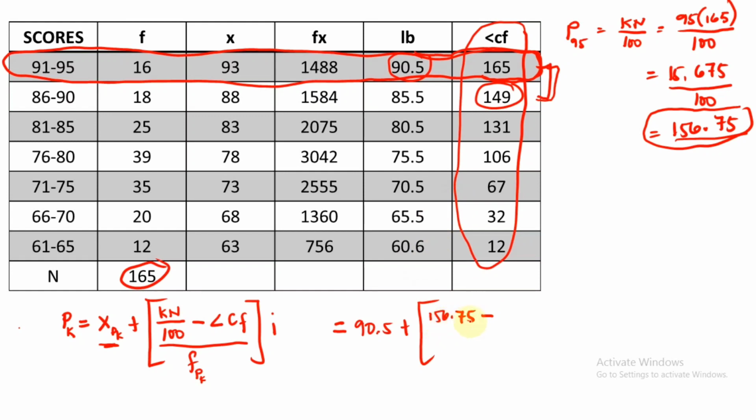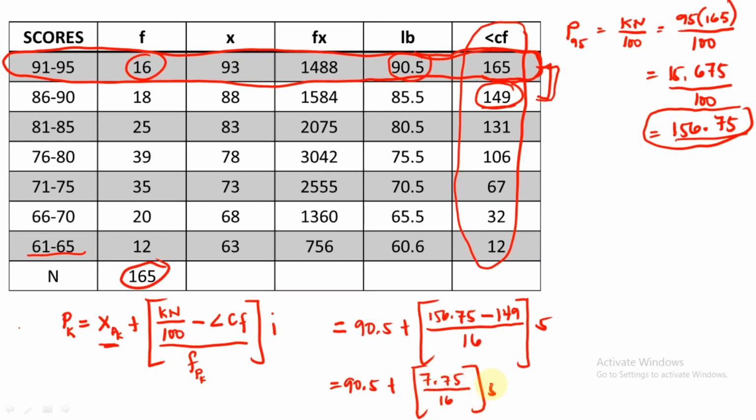So 156.75 subtract 149 times yung interval natin is 61 to 65, that is 5, over yung frequency natin is 16. Okay, that is 16. Then equals 90.5 plus 156.75 minus 149, that is 7.75 over 16 times the interval, which is 5.